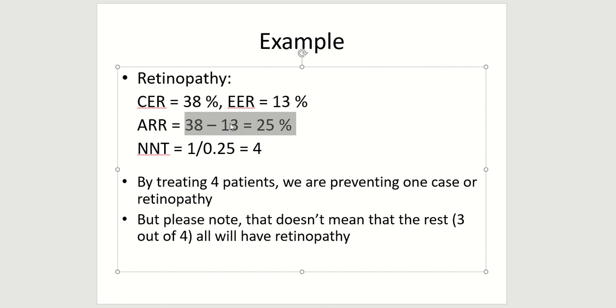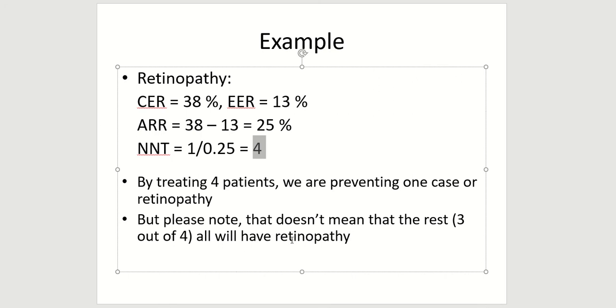You get 0.25, and then the number needed to treat, remember, is the inverse, and it comes out to be equal to 4. So what does that mean? It means you need to treat 4 patients to be able to prevent 1 retinopathy.